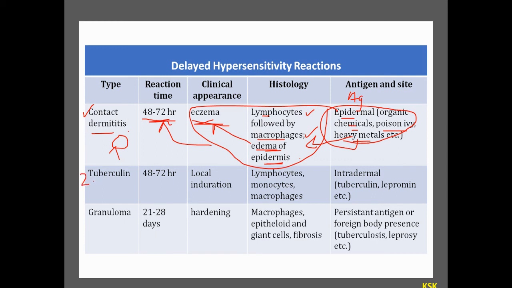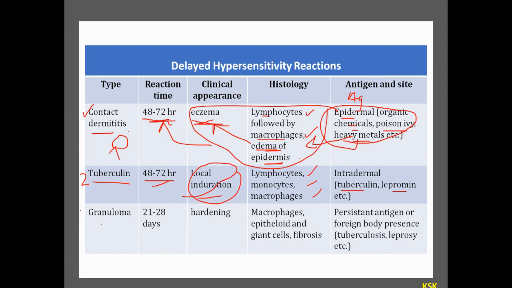The second one is the tuberculin reaction. It also occurs at 48 to 72 hours. This is also a local reaction, and it occurs when the antigen is tuberculin or lepromin. If it is given, it also activates the same type of lymphocytes, monocytes and macrophages, and it causes a localized reaction on the skin after 2 to 3 days.